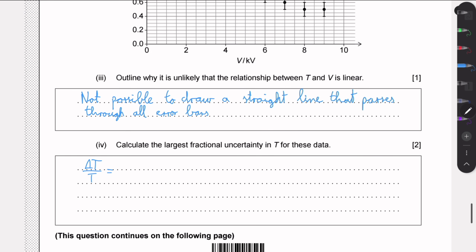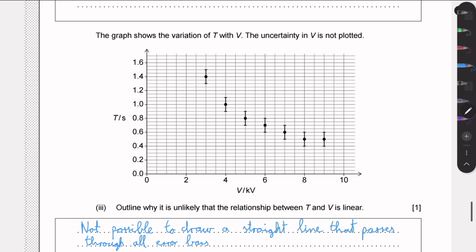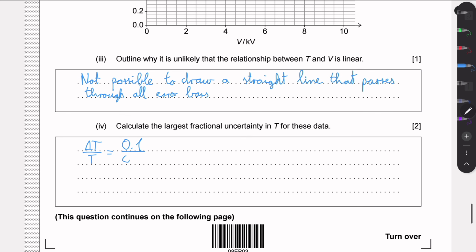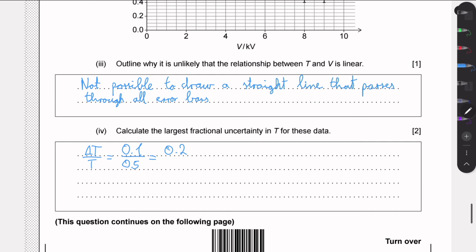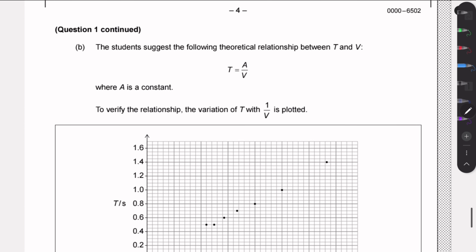So the absolute uncertainty is always 0.1. We need to calculate the largest fractional uncertainty, which means that we need to input the smallest possible number here. So we need to see what is the smallest time. Well, we see this time, and then we quickly see what time it is corresponding to 0.5. And so we get that this is equal to 0.2 or 20%. So this is the largest fractional uncertainty.